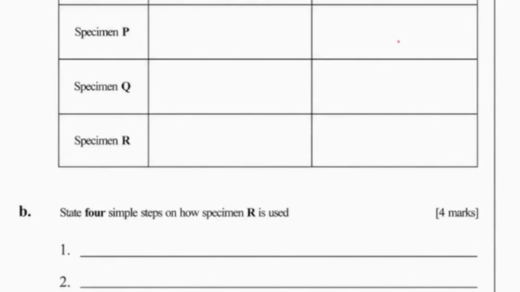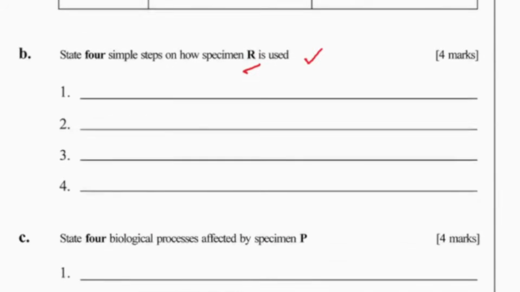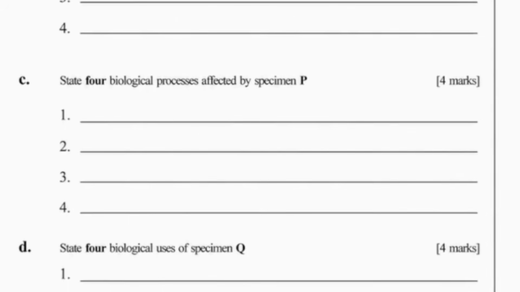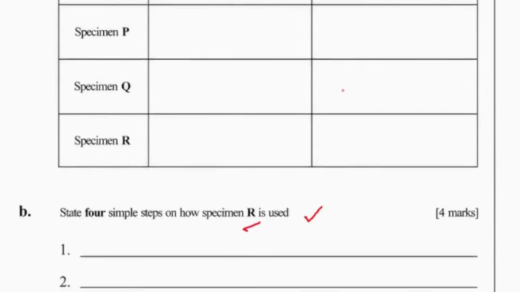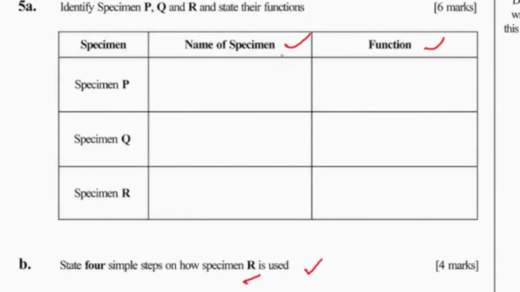All right, so moving on to the next question. You see here you are asked to state the name of the specimen and their functions for specimen P, Q, and R. And then coming down again, you are asked to state 4 simple steps on how specimen R is used. Specimen R should be the quadrat there. And then you came here again, we said state 4 biological processes affected by specimen P. And lastly, we said state 4 biological uses of specimen Q. So you need to pay attention to all those questions as we progress.